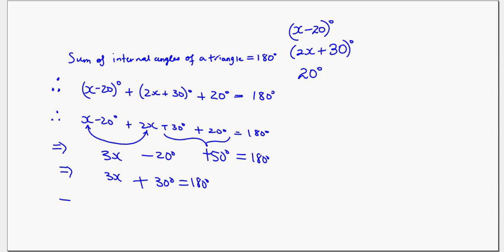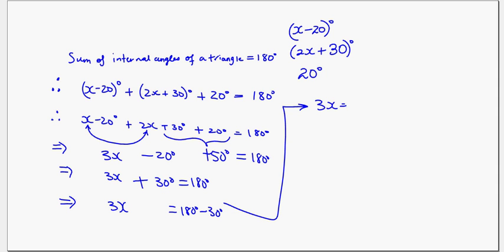So then, how could we solve that? All we have to do now is minus 30 on both sides. So 3x: if I minus 30 on the left-hand side, it's cancelled out. So I just have to minus it on the right-hand side now, like this. Because I minus it on the left-hand side, I must also minus it on the right-hand side. So I end up with 3x being equal to 180 minus 30, which is 150 degrees.